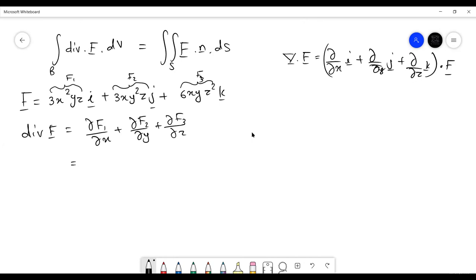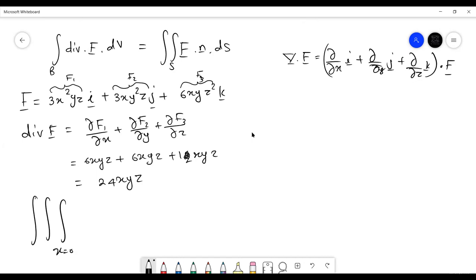After doing the partial differentiation, you'll get 6xyz plus 6xyz plus 12xyz, so the answer would be 24xyz. Now we have to integrate. The bounded region is given as x from 0 to a, y from 0 to b, and z from 0 to c. This is the region given to us, and our divergence is 24xyz dx dy dz.